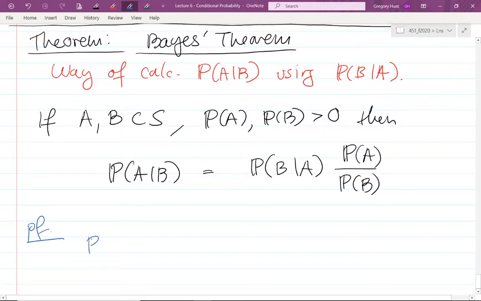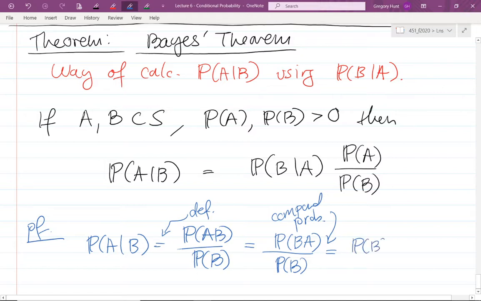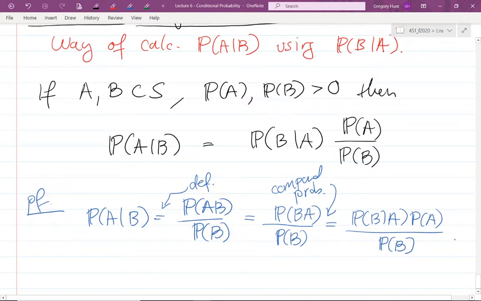Again, this is basically just a rearrangement of our conditional probability formula, so the proof is pretty straightforward. The probability of A given B, by our definition of conditional probability, is the probability of A intersect B over the probability of B. Step one is just the definition. Now first let's write it as B intersect A; I can commute A and B in an intersection. Now we can use our compound probability law and say that this is the probability of B given A times the probability of A, and of course we keep the probability of B in the denominator. So we got a nice little one-line proof here.